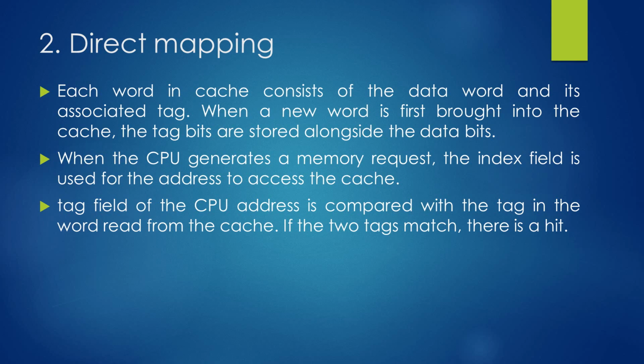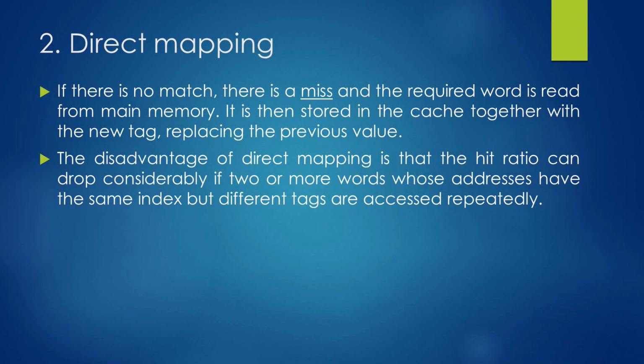But it can be a case where there is a miss, that means the data doesn't match. So at that time the required word is read from the main memory, that is nothing but the RAM. It is then stored in cache together with the new tag, replacing the previous value. But one of the major disadvantages of direct mapping is that the hit ratio can drop considerably if two or more words whose addresses have the same index but different tags are accessed repeatedly.